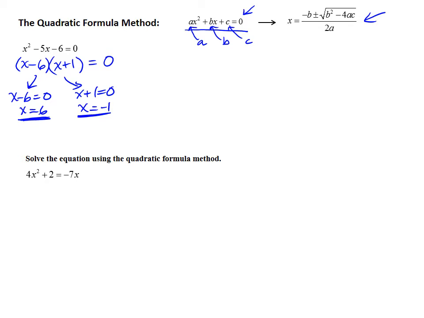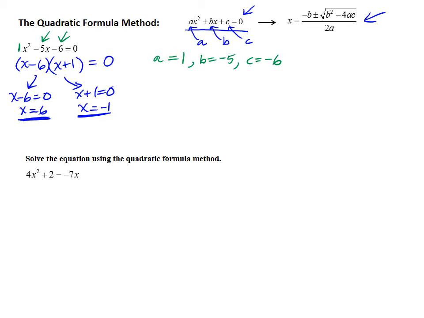As a review, using the quadratic formula, we need to pick out a, b, and c. Now, a is going to be the coefficient of the x squared term. If we don't see anything multiplying the x squared term, it's implied to be 1, because 1 times anything is that thing. B is going to be the constant multiplying the x term, so negative 5. And c is the constant all by itself, negative 6. So those are our values.